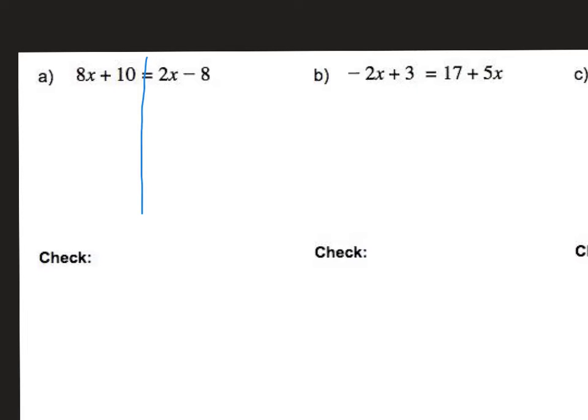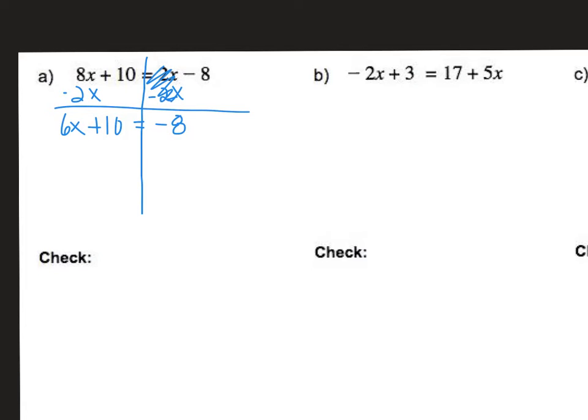So I have 8x's and I have 2x's. These are a positive 2x. So to get rid of or move a positive 2x, I'm going to minus 2x from both sides. So 8x take away 2x's is 6x plus 10. 2x take away 2x goes away, and I'm left with negative 8 here.